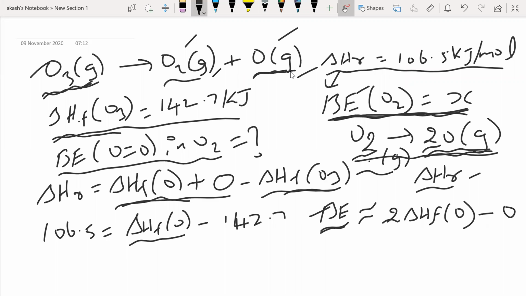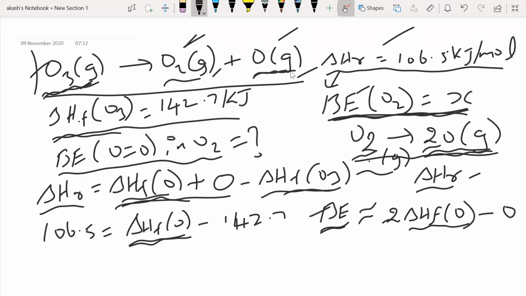Now, what we require is your bond enthalpy of O2, right? I just require the enthalpy of formation of oxygen atom, and that we found out from the previous equation, if you can understand, from this equation. So we just wrote it, the delta HR for this reaction is given. So we wrote delta HR in terms of enthalpies of formation, enthalpy of formation of oxygen gas minus O2, which is 0, and minus enthalpy of formation of O3 gas. Enthalpy of formation of O3 gas is given to us here, right? So we found out enthalpy of formation of oxygen gas from here.